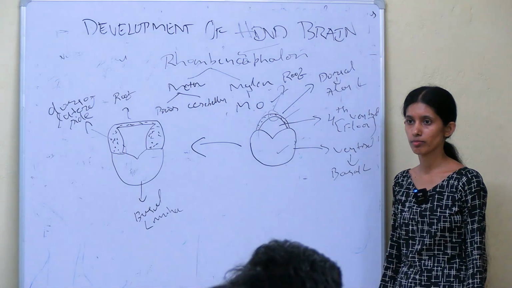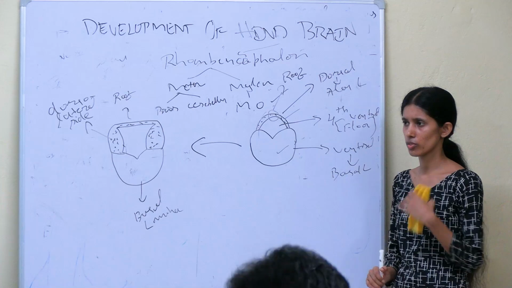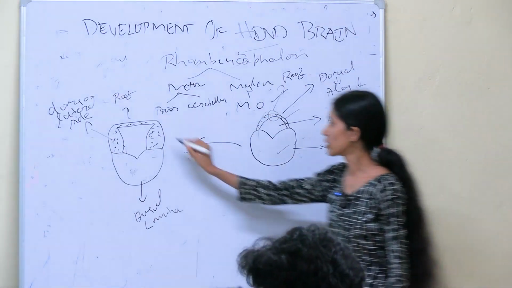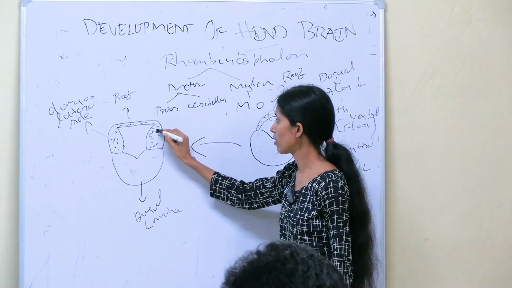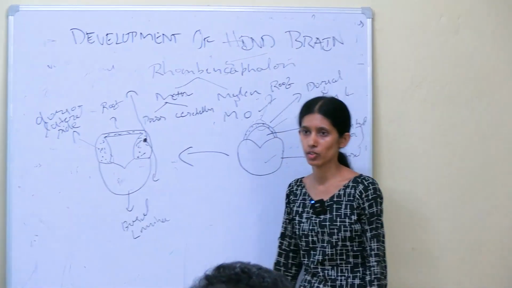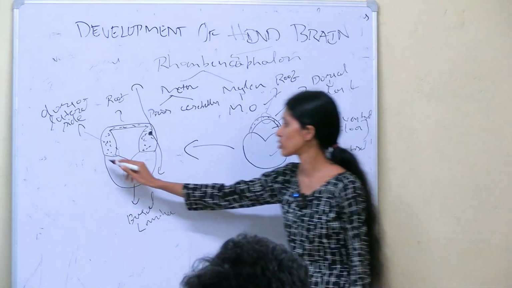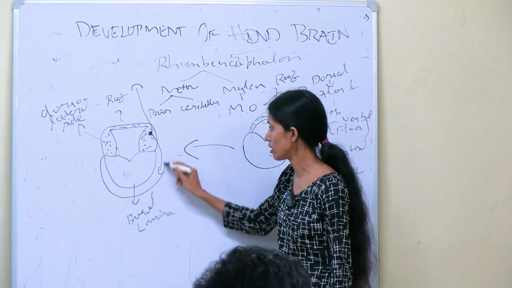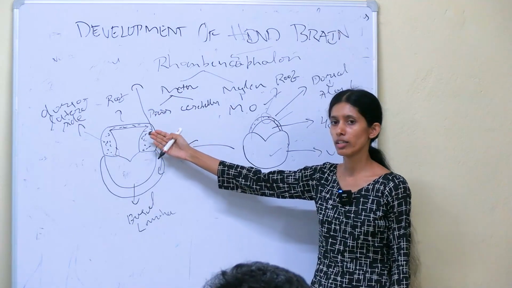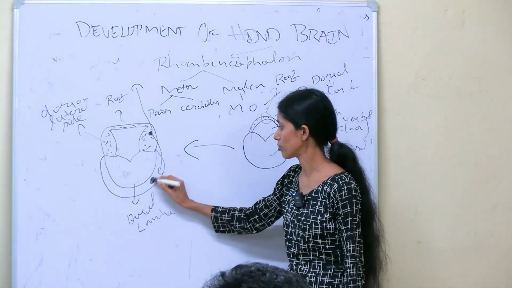Any doubts in this? No doubts? Sure. So once the alar lamina gets pushed towards the lateral side, the few cells present in this area will start moving in the upward direction and also in the downward direction. Remember, this is only the mantle cell zone. Below the mantle cell zone, again we have one more cell zone, that is the marginal cell zone.